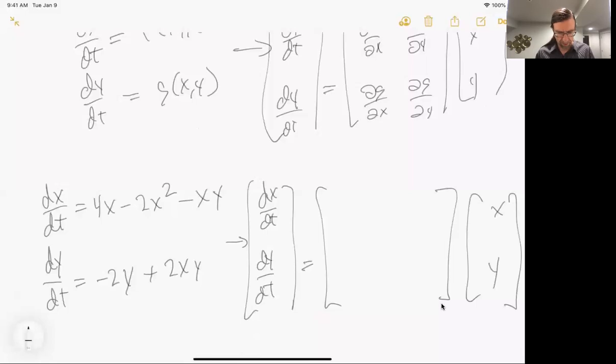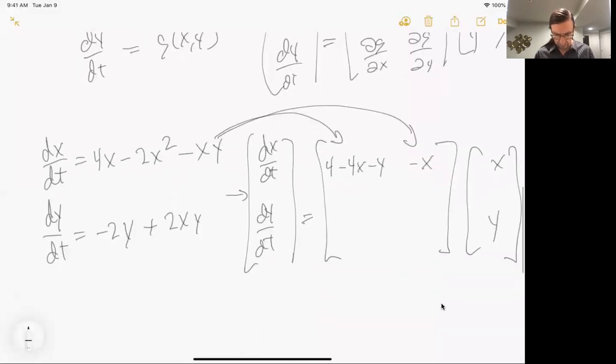So the partial of f with respect to x, I'm differentiating that first equation with respect to x, that gives us 4 minus 4x minus y. The partial of that first equation with respect to y is just minus x. Partial of the second equation with respect to x is just 2y, and the partial with respect to y is minus 2 plus 2x.